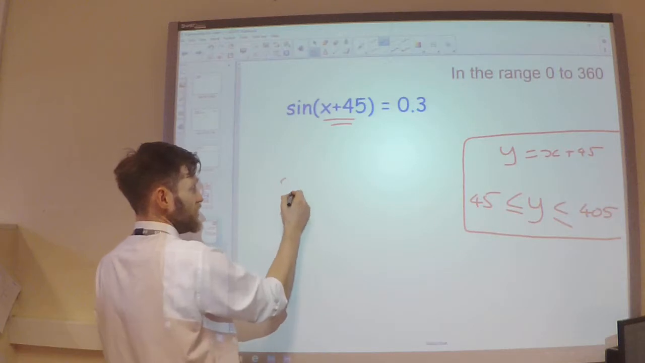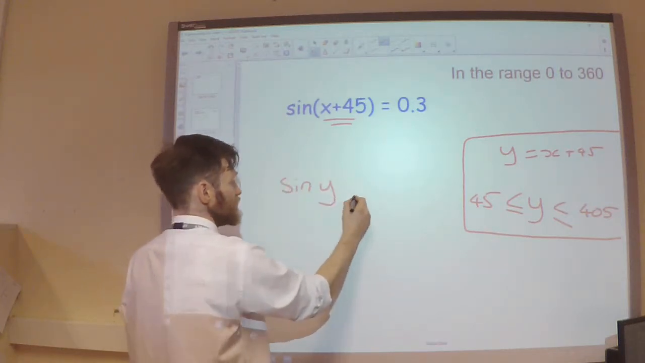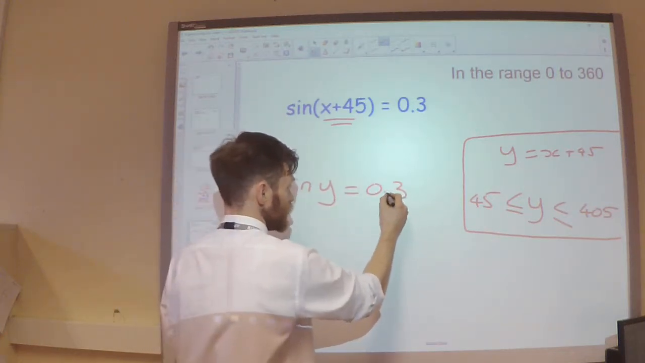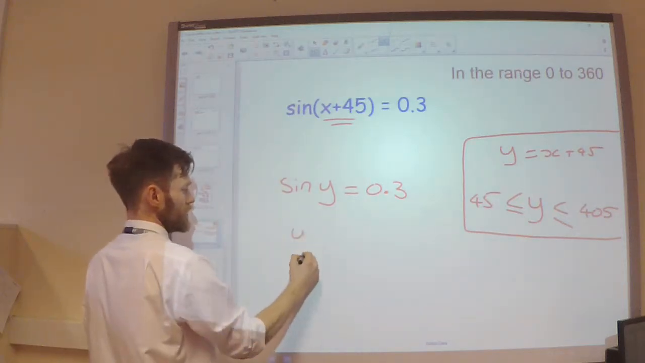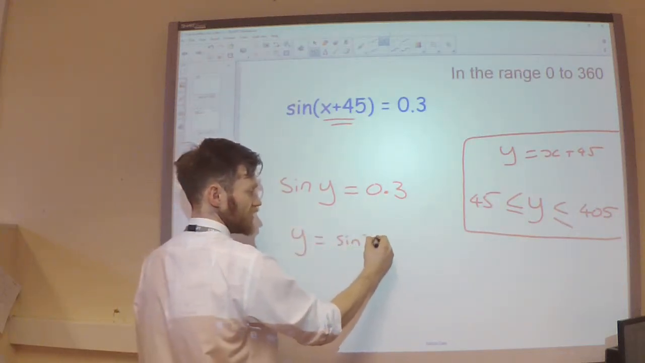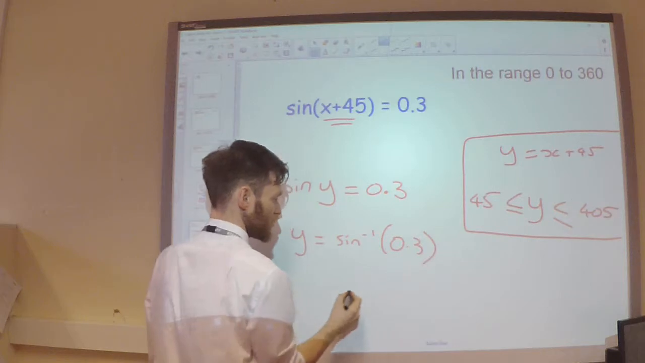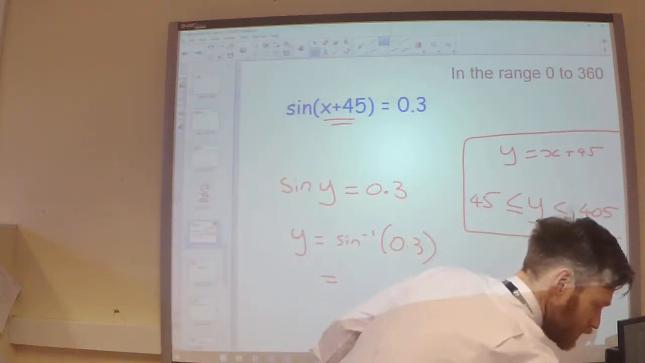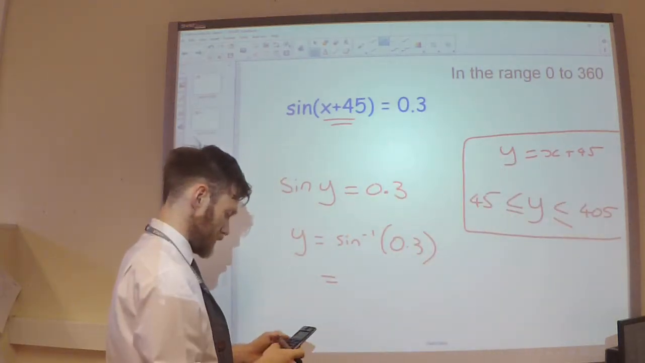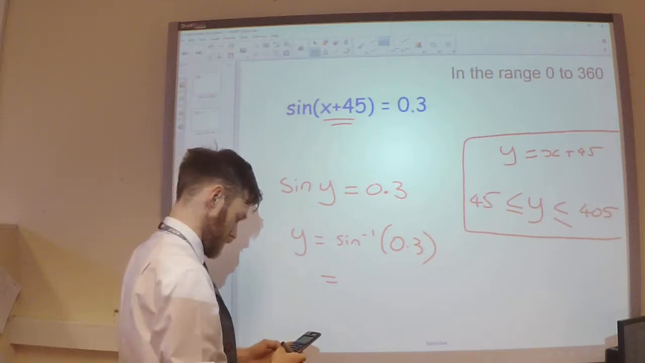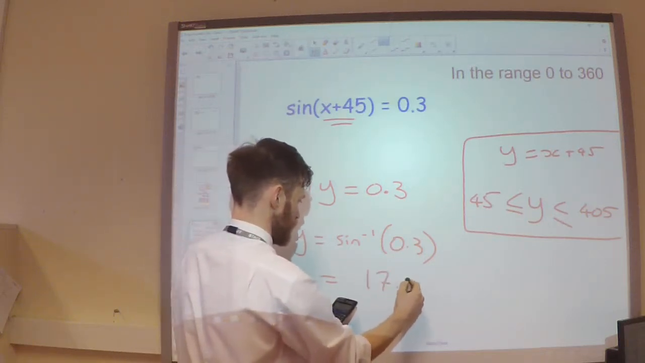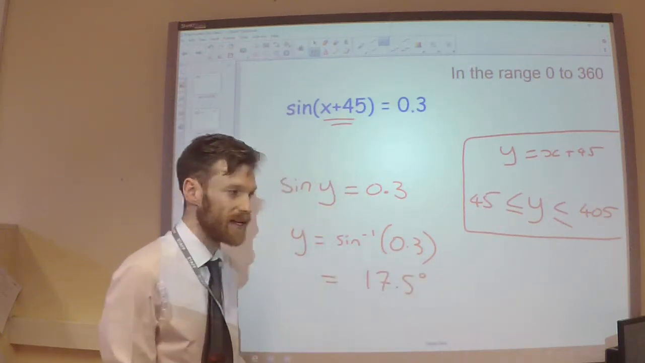Make the substitution here. So sine y is 0.3. So y is sine inverse of 0.3. Tap that on my calculator. And I get 17.5 to 1 decimal place.